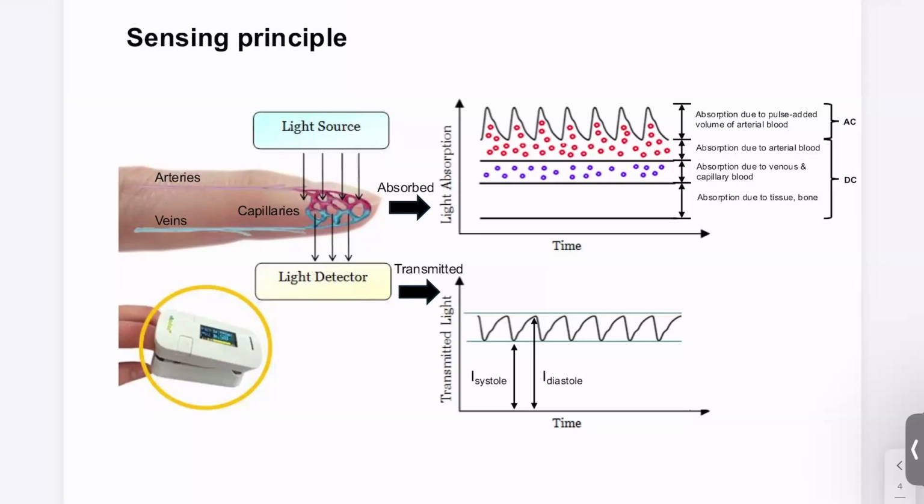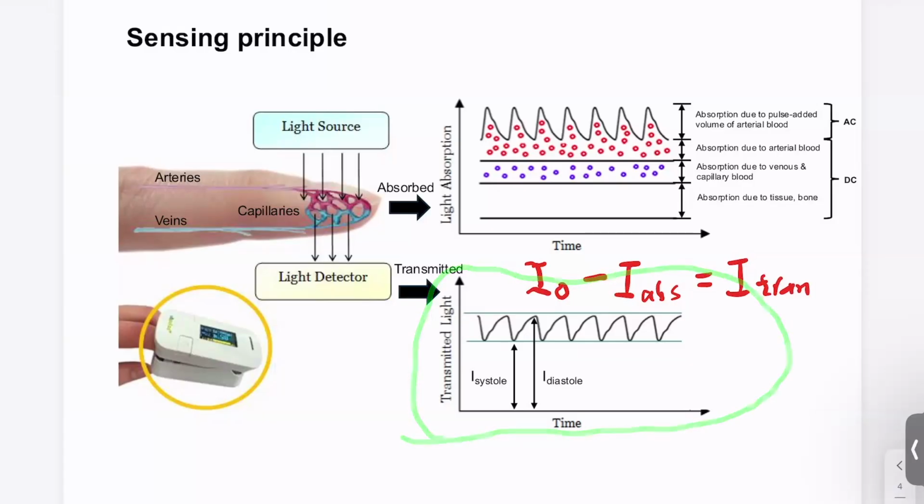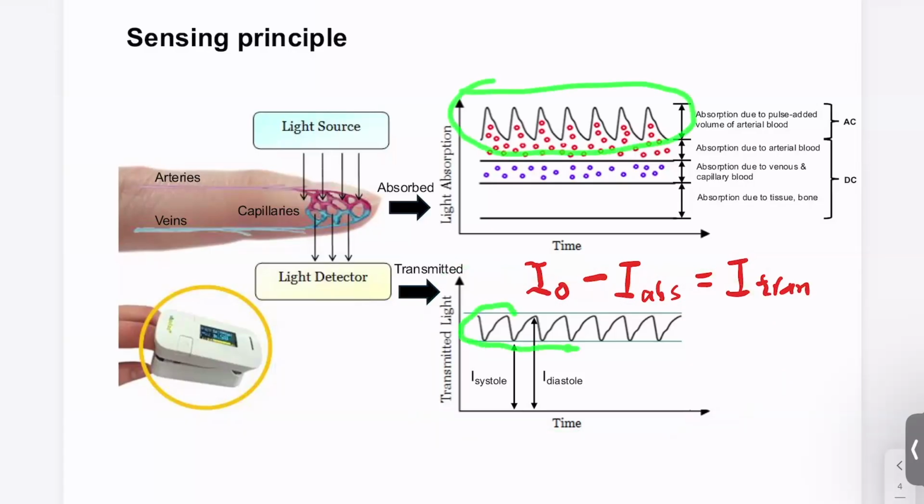Then our sensor is really detecting transmitted light. So what that means is that, let's say we have incident light, then we subtract absorbed light, which gives you transmitted light. Do we agree on this? Okay, good. So if we look at the transmitted light signal, we'll see the 2 waveforms are kind of inverted.